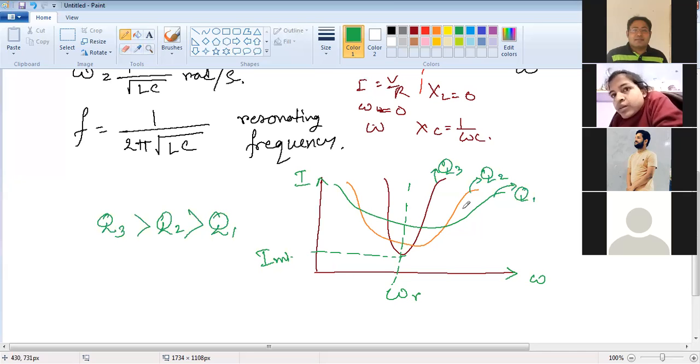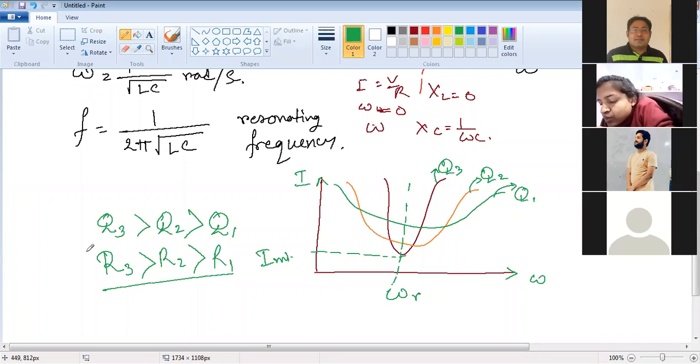So you can see this is the quality factor 1. So this is the skewness of the quality factor. Same way, this is R3 greater than R2 and R1. We will just see this just now. Okay, so as the quality factor increases, the curve becomes sharper. Better quality factor.